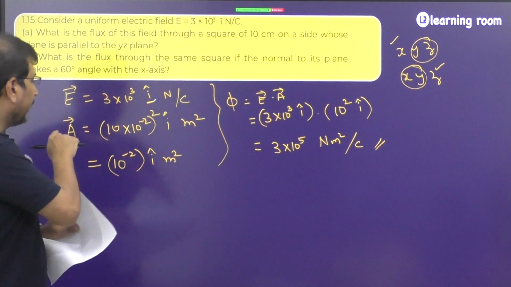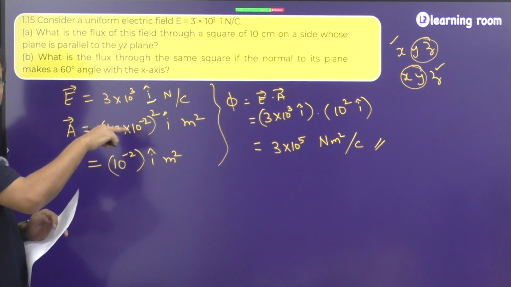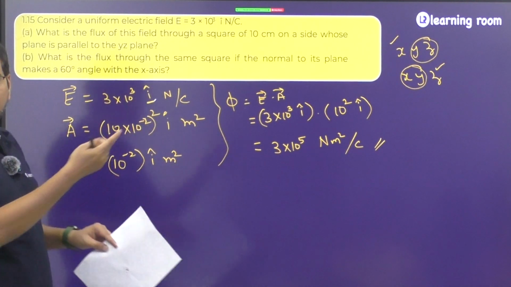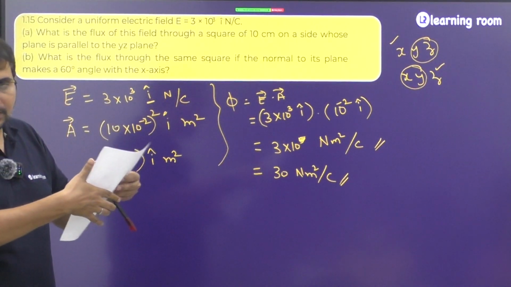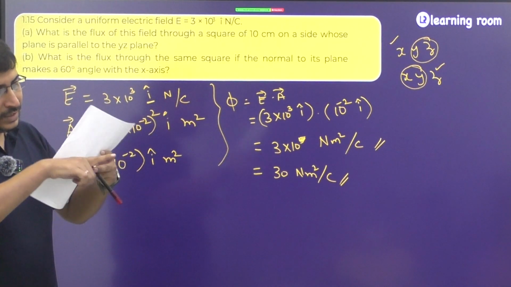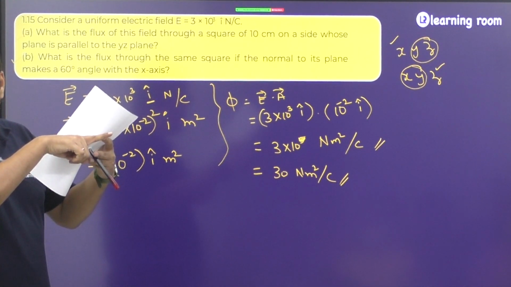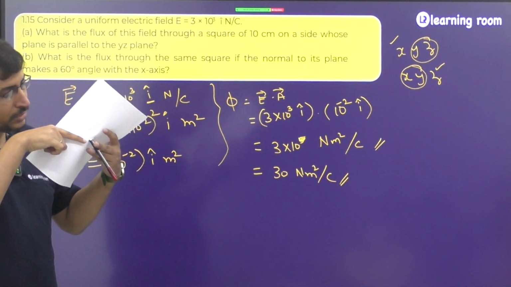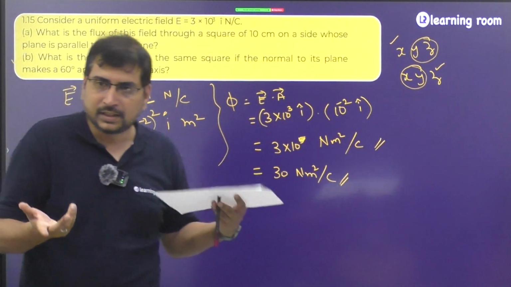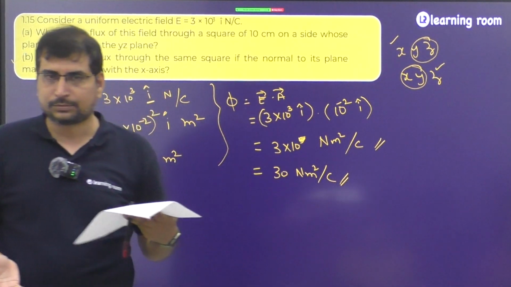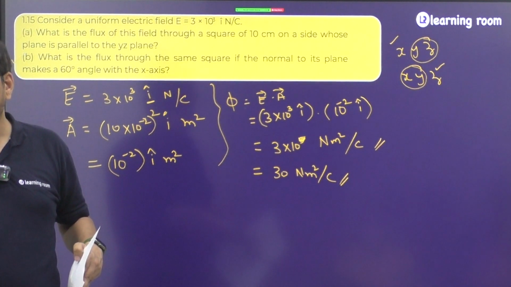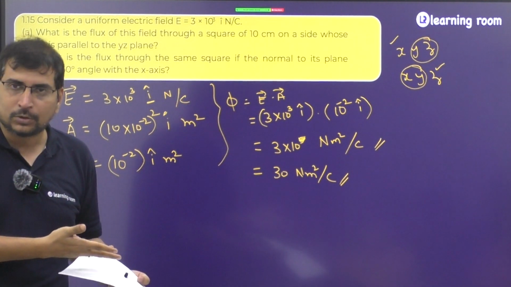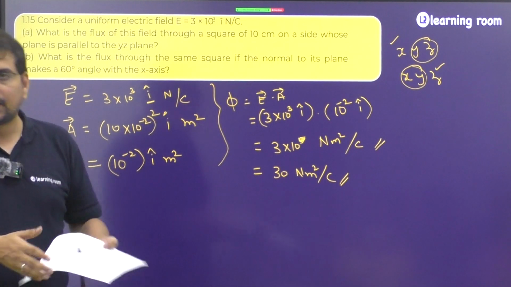That is why, for the area vector, I took the magnitude. Why did I take this magnitude? Because it's a square. So initially it was like this. Now it is making 60 degrees like this, so that the electric field is still like this. The electric field is in this direction. When they say normal to the plane, they are indirectly speaking about the area vector itself. When the normal to the plane makes an angle of 60 degrees with the x-axis, the area vector of the plane also makes the same angle of 60 degrees with the x-axis.